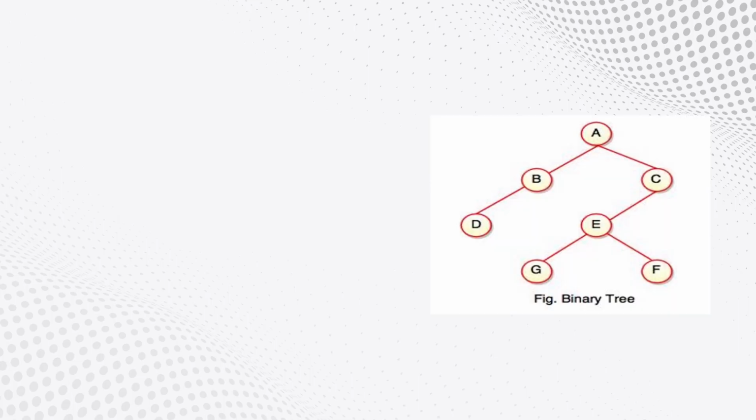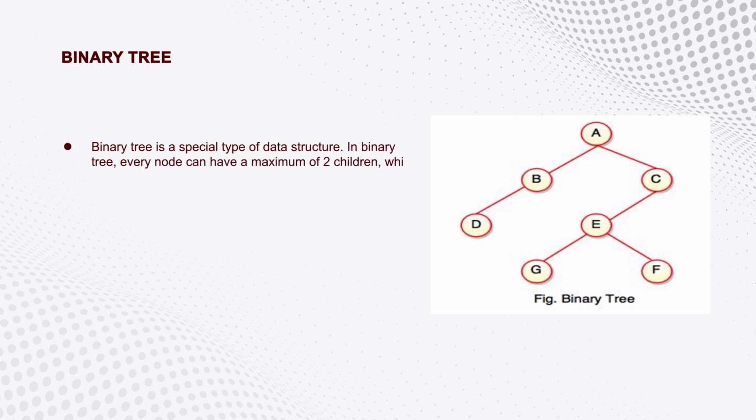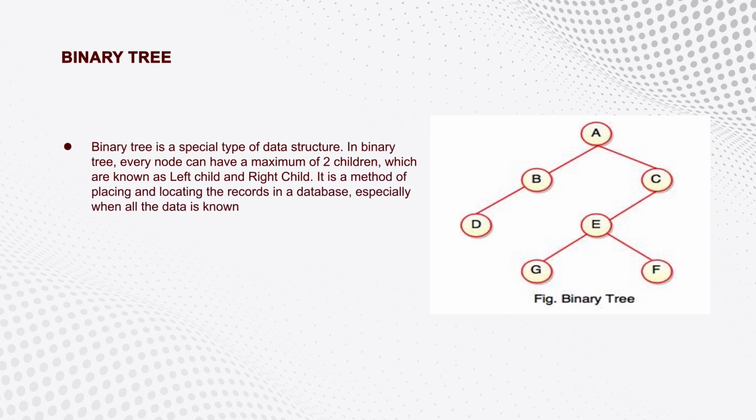So, now the next is the binary tree. A binary tree is a kind of tree. A binary tree is a special type of data structure. In a binary tree, every node can have a maximum of 2 children. This is a restriction inside the tree, and the children are known as the left child and the right child. One is the left child and another is the right child.